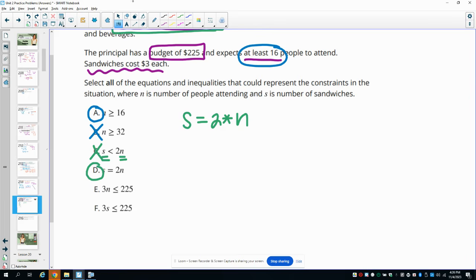Then part E talks about, E and F look almost the same, except one has the variable n or s. So this one is saying 3 times the number of people is less than 225, and this one is saying 3 times the sandwiches is less than 225. So this one's actually getting into her budget and $3 for the sandwiches. So $3 times the number of sandwiches needs to be less than or equal to her budget, not the number of people. So F would be correct there.